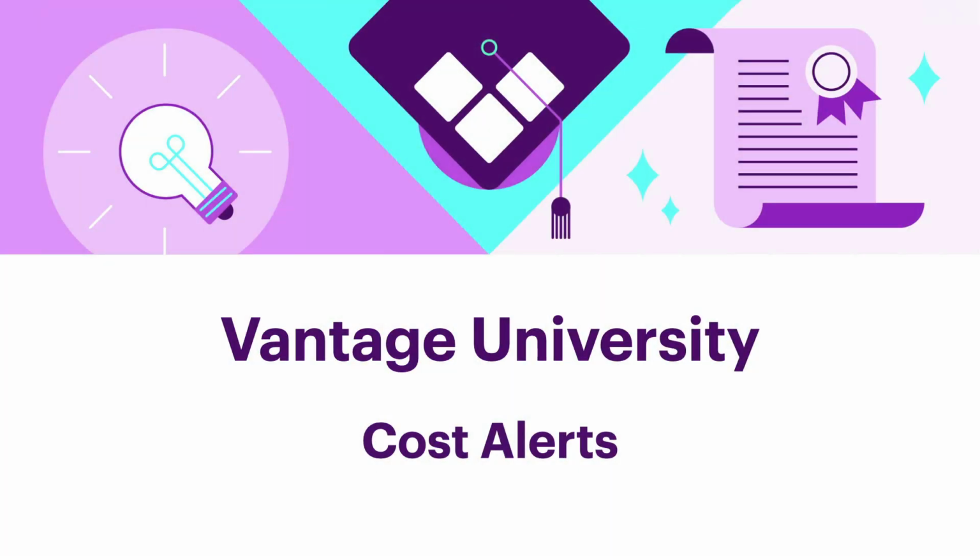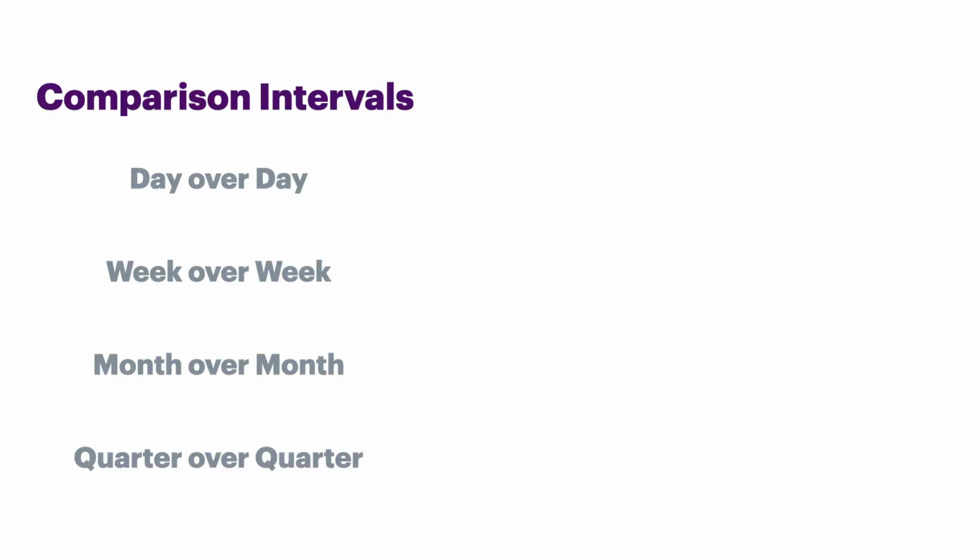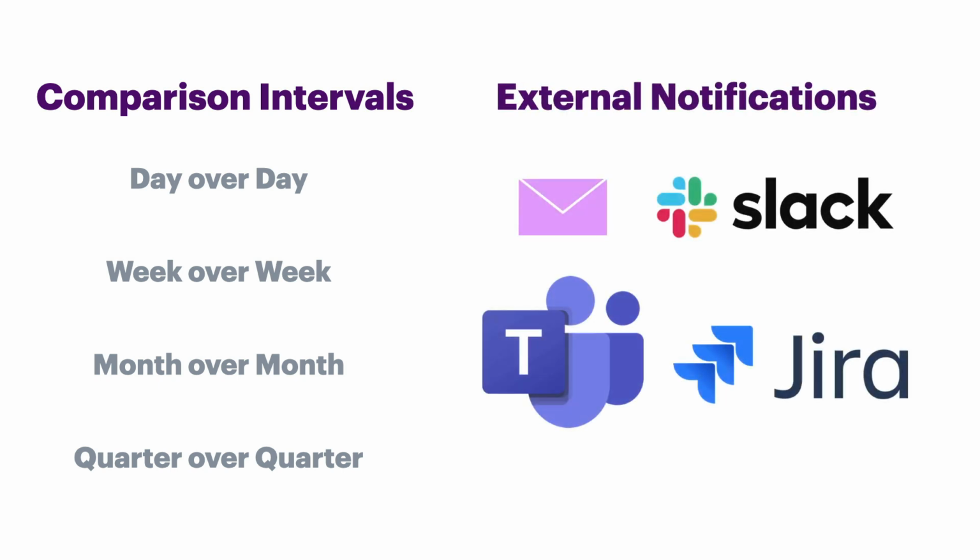With cost alerts, you can automatically detect and be notified of your cost changes, whether by percentage or fixed amount, across customizable time periods like day over day, month over month, quarter over quarter, and so on. These alerts are based on each binned group within a cost report. You can receive notifications via email, Slack, Microsoft Teams, or Jira issues.